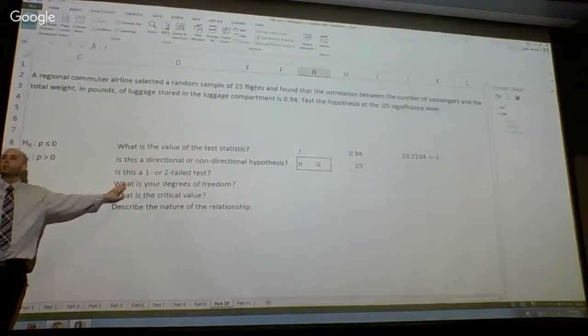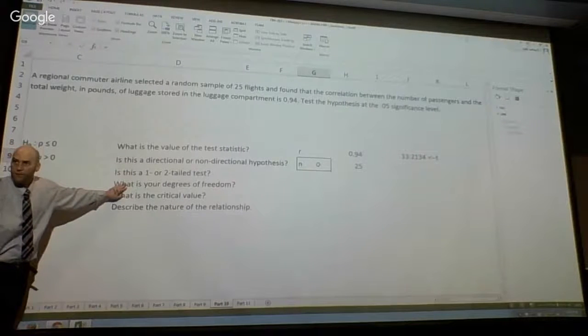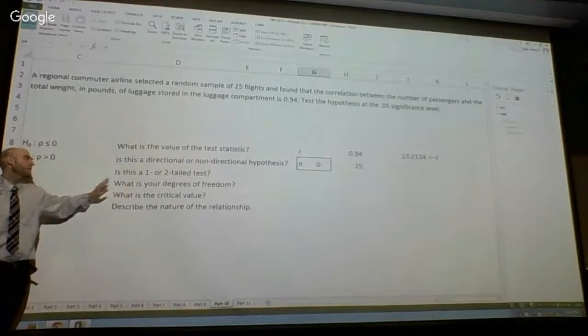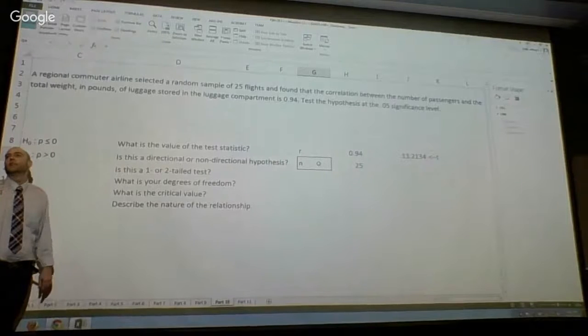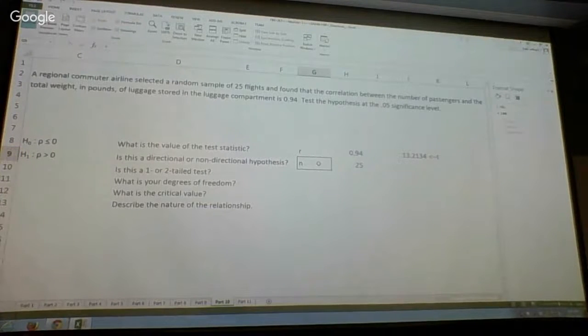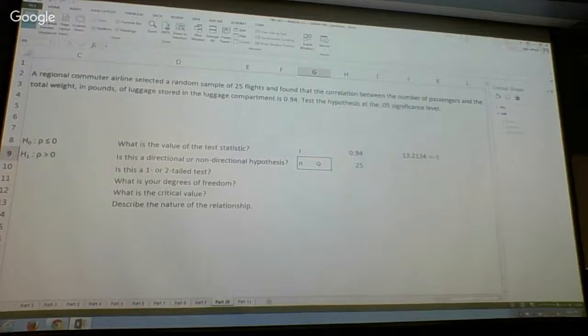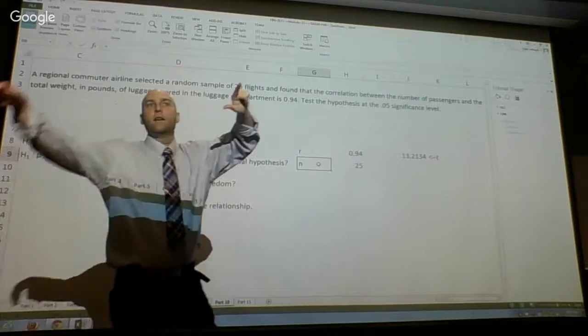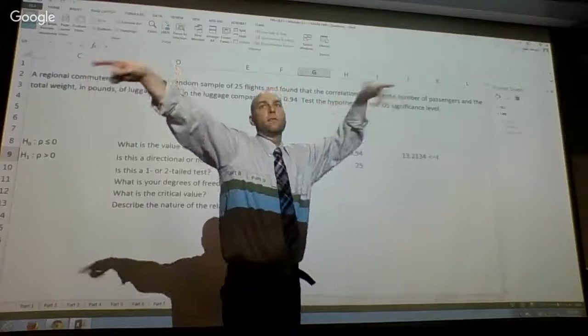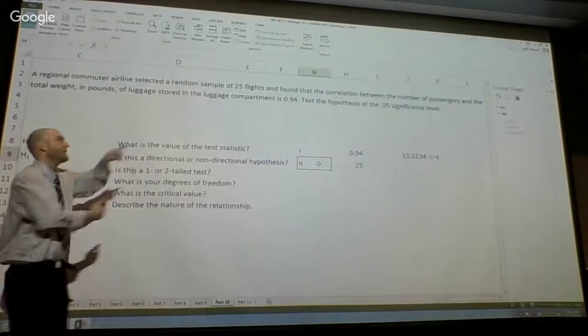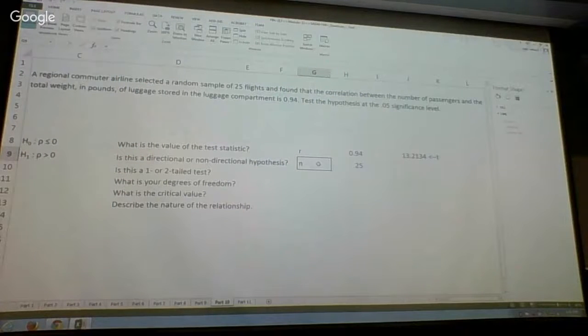How many degrees of freedom do you have? 23 degrees of freedom. What's the critical value? We go to our table, get the critical value. When we've got 23 degrees of freedom, we know it's a one-tailed test. Three things we need for a critical value: the number of tails, T or Z, and significance level. Significance level is given to us at 0.05.